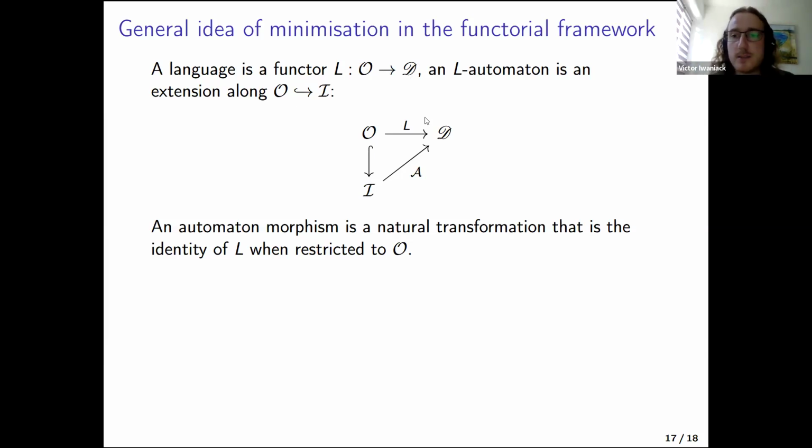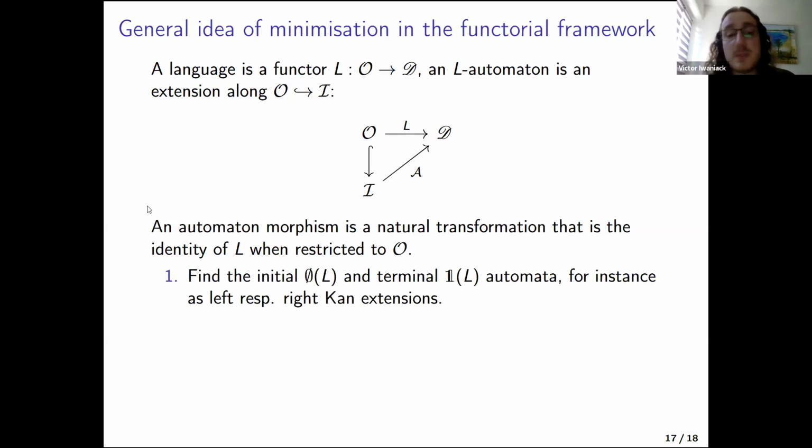And once you fixed your language, then your automata recognizing your language are extensions. I just add a little detail. An automaton morphism is defined as a natural transformation which restricts to the identity of L when restricted to O. Okay, so it's a morphism of extensions, kind of. How do we do minimization? Two steps. The first step is to find initial and terminal automata.